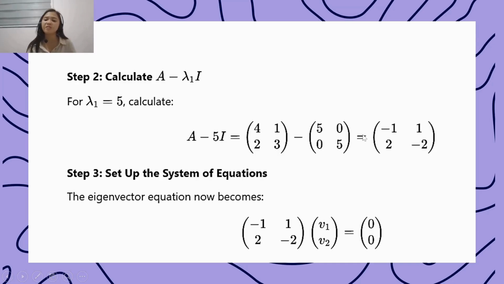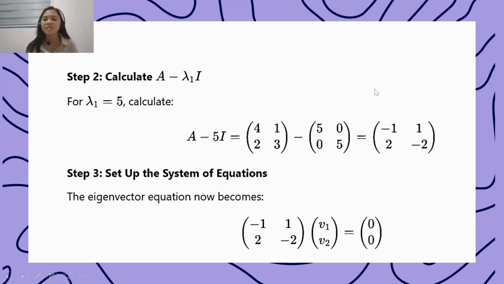And then we will simplify that one. So that is 4 minus 5, that is negative 1. 1 minus 0, that is 1. 2 minus 0, that is 2. And 3 minus 5, that is negative 2. So our next step is to set up the system of equations.